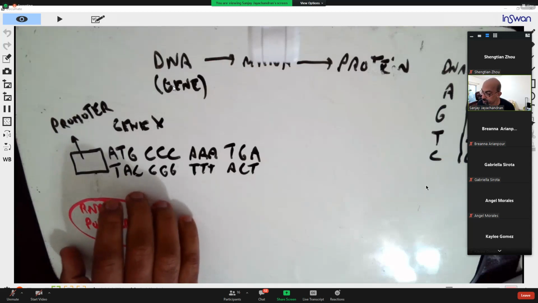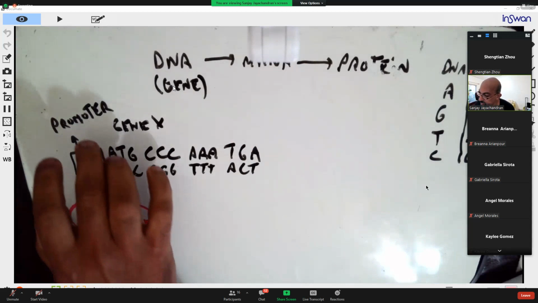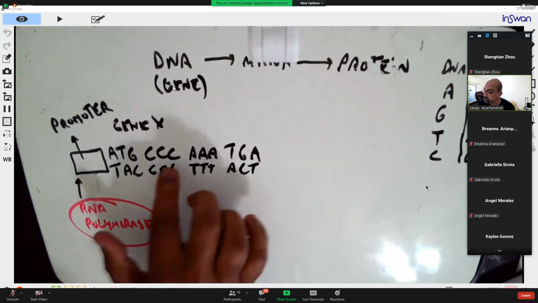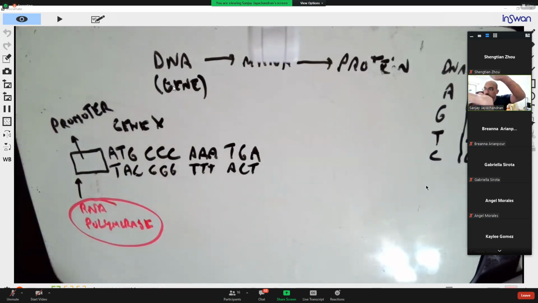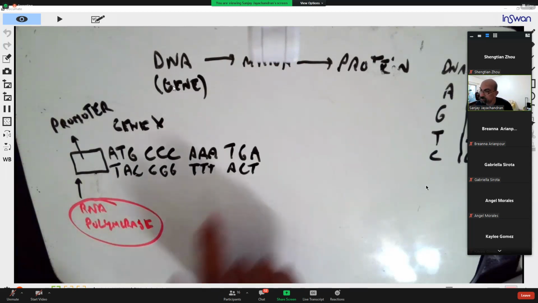It's not going to land in the middle of the gene, it's going to land here, at the promoter. What it's going to do is unzip the DNA strands, take them apart, and use the bottom strand as a template.